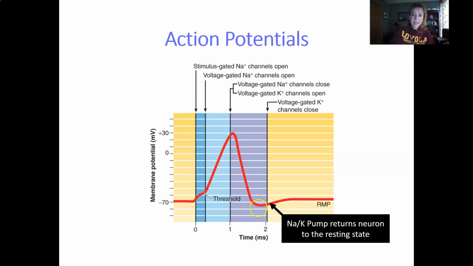And then after that hyperpolarization, you've got our refractory periods happening there as well. But I just wanted to make sure that you knew that during that refractory period, the sodium-potassium pump uses ATP to return our neuron to the resting membrane potential state.